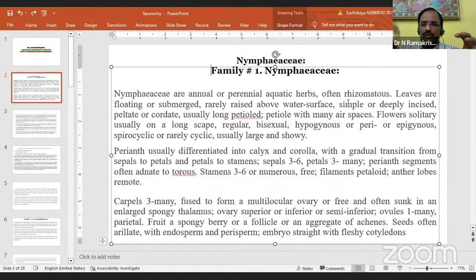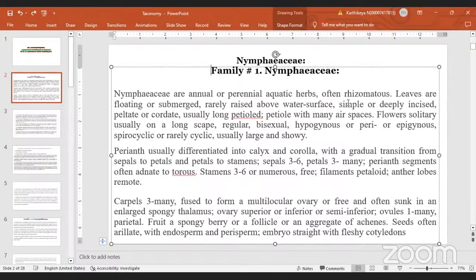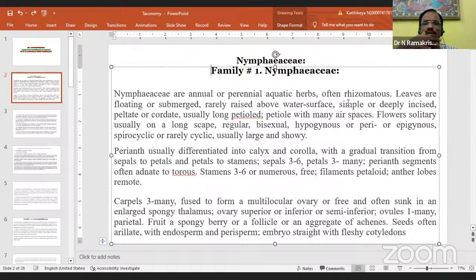Rhizomatous, the roots are, so also we are looking in this family. The leaves are floating shapes, rarely arising above the water surface, simple and deeply incised. That means these plant leaves we are looking above the waters. Okay, so floating nature. Yes, above the waters we are looking at these plants. So these leaves are not seen inside the waters. This is of the Nymphaeaceae family.